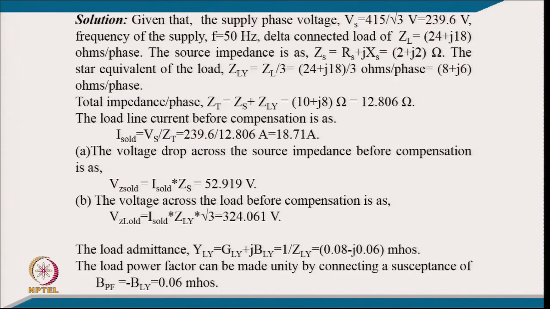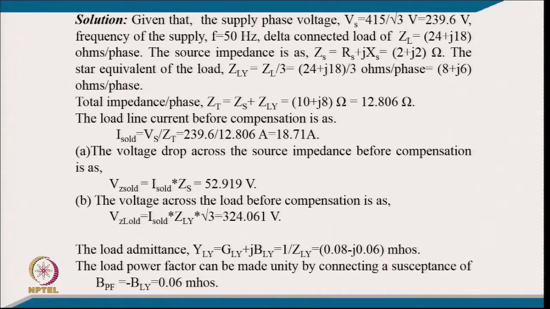kVA rating. Coming to the solution of this problem, given that the supply phase voltage is 415 by root 3, that is 239.6 volt, and frequency of supply of 50 hertz, and delta connected load of ZL equal to 24 plus j18 ohms per phase. The source impedance is RS plus jXS, 2 plus j2 ohm, and the star equivalent of the load ZLY will be equal to ZL delta by 3. So, it becomes 24 plus j18 divided by 3, and that comes to 8 plus j6 ohms per phase.